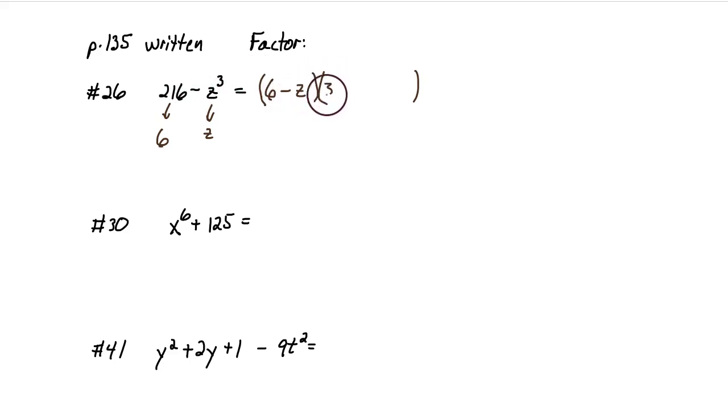Now square the 6. Change to plus. Take the product of the two things. Put plus again and square the z.